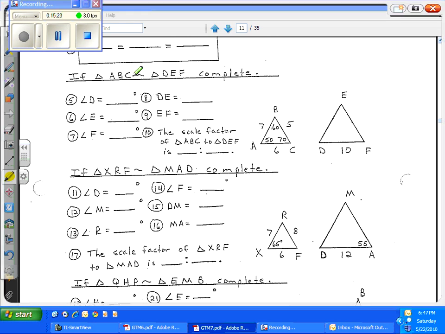If these are similar, the little squiggly symbol means similar, which means same shape. If they are similar, then corresponding angles are equal. So angle D, which was first, would correspond to angle A, which is first. Now, it asks for the degrees, though, and so angle D would be equal to angle A because they were both named first. Therefore, if angle A is 50 degrees, then angle D would be 50 degrees.